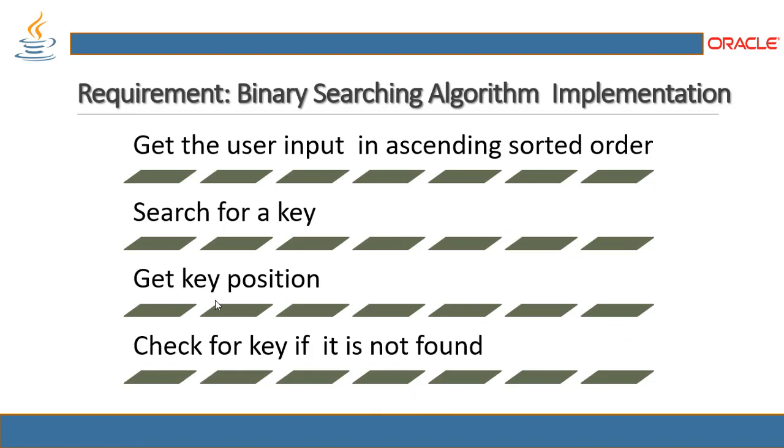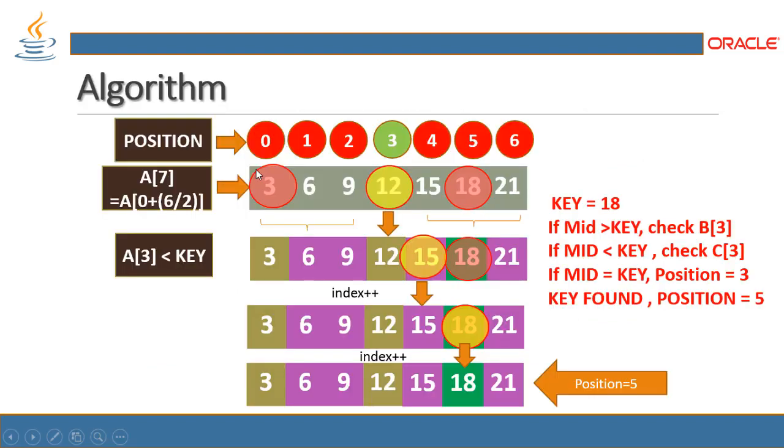Before we get into it, let's take a look at the requirements for implementing the binary search algorithm. First, the user input has to be in ascending sorted order. Second, we need to search for a key, so we get the value from the user, the particular number they are looking for. Third, the key position: we will get the key position and check whether the key is found or not found. Once the requirements are done, let's take a look at the algorithm.